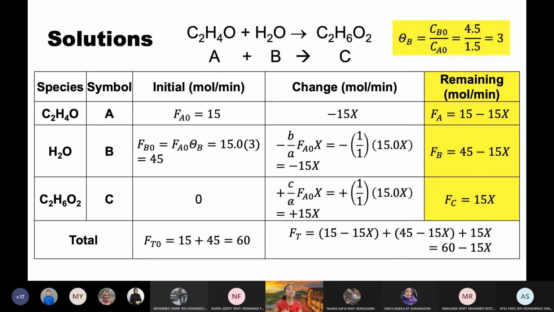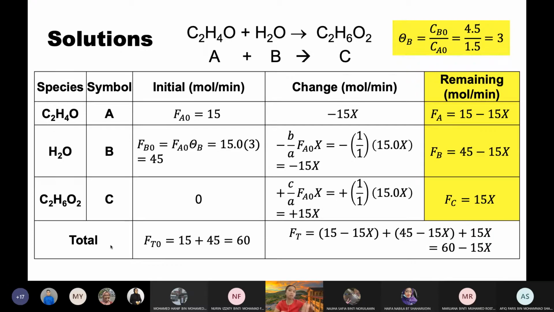Okay, so c per a in this example is still 1 over 1 because in front of your C, the stoichiometric coefficient is 1. In front of A, the stoichiometric coefficient is also 1. So plus 1 per 1 multiply with FA naught X. FA naught was 15. X, we don't know. We leave it as it is. You get plus 15X. So your FC, your outlet molar flow rate of C equals 15X, because there is no initial, only change. So plus 15X.